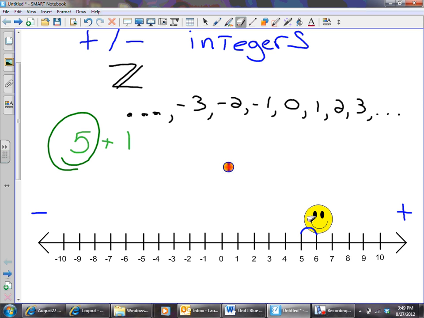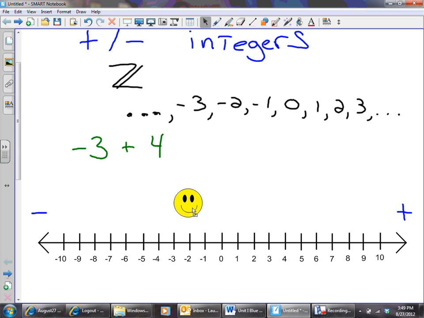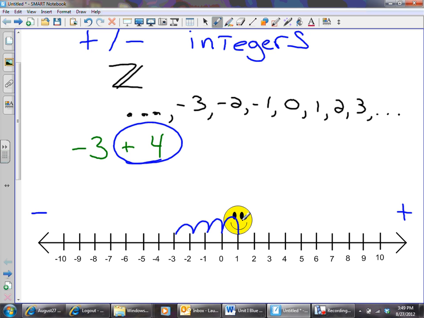Now, Mr. Lawrence, that's too easy. I don't need to waste my time doing that. No, but that's the same person that has difficulty with a problem like this: negative 3 plus 4. Well, if you use this little method, it works out pretty well. I'm going to start at negative 3, so I'll move my smiley guy to negative 3. And then I'm going to move him 4 in the positive direction, because that's a positive 4. So I'll go 1, 2, 3, 4. And my smiley guy ends up there at positive 1. So negative 3 plus 4 equals 1.